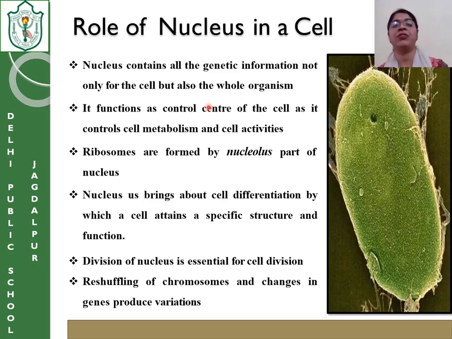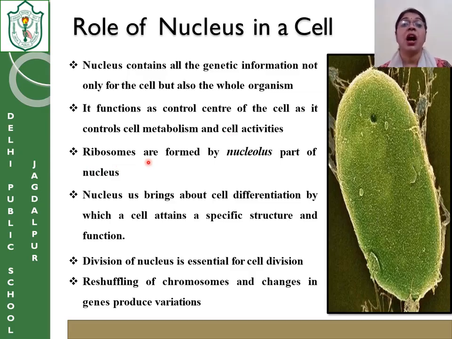It is controlling everything. It functions as the control center of the cell, as it controls the cell metabolism and cell activities. The nucleus is involved not only in passing the hereditary information, but also in cellular reproduction. It is controlling entire cell activities and mechanisms.